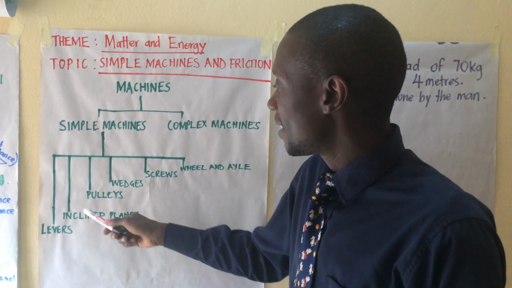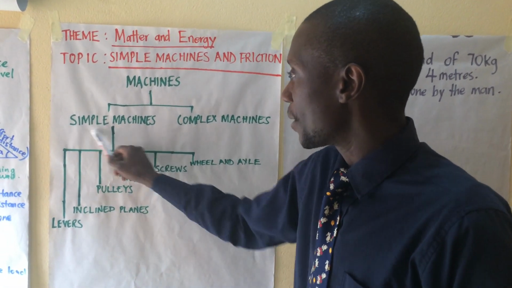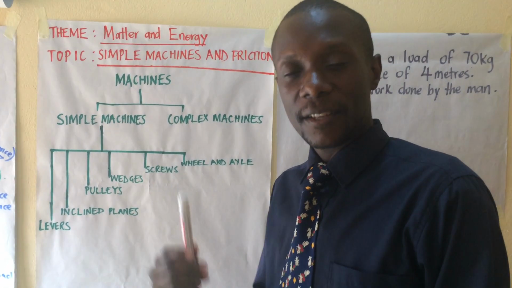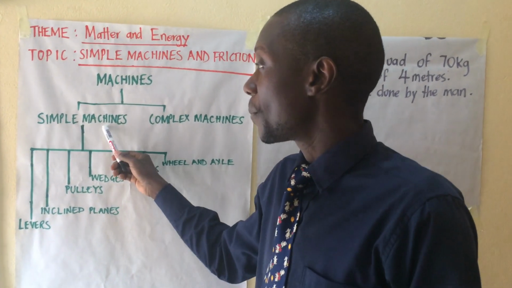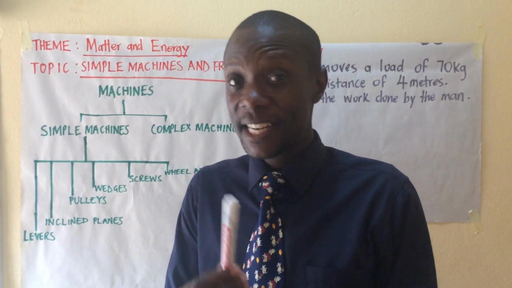Then simple machines, all those different tools under these qualify to be called simple machines. Why do they qualify to be called simple machines? This is because they are made of few parts and they don't require training to use.